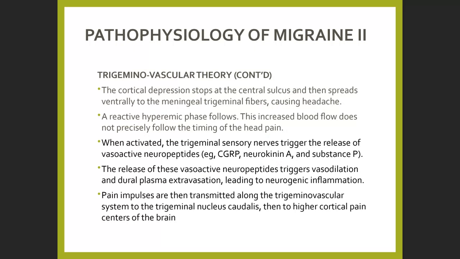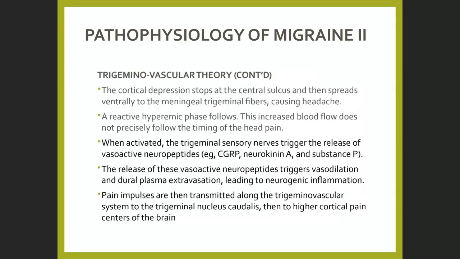When it gets to the central sulcus, it spreads ventrally to the meningeal trigeminal fibers, and this is when the headache begins. It's believed that the trigeminal sensory nerves, when activated, trigger the release of some vasoactive peptides, including calcitonin gene-related peptide, neurokinin A, and substance P. And these vasoactive neuropeptides trigger vasodilation, dural plasma extravasation, leading to inflammation. And then pain impulses are transmitted along the trigeminal vascular system to the trigeminal nucleus caudalis, then to higher cortical centers of the brain.